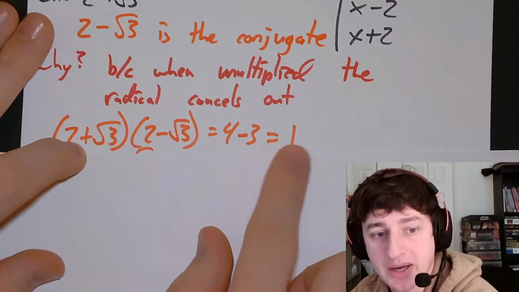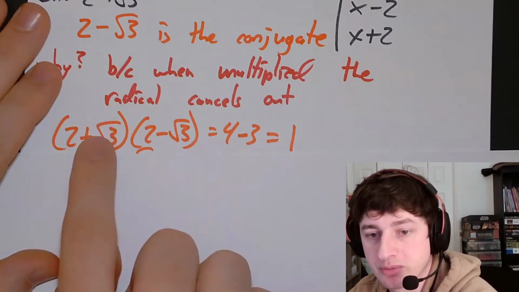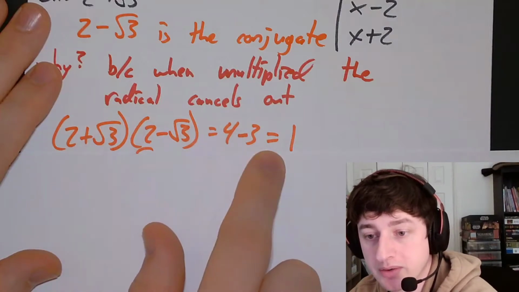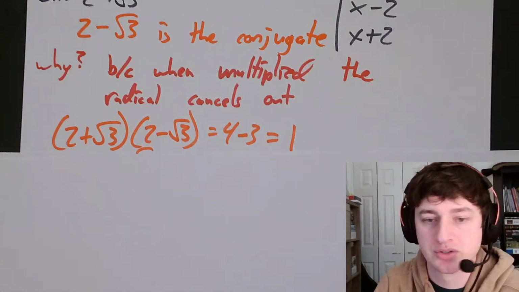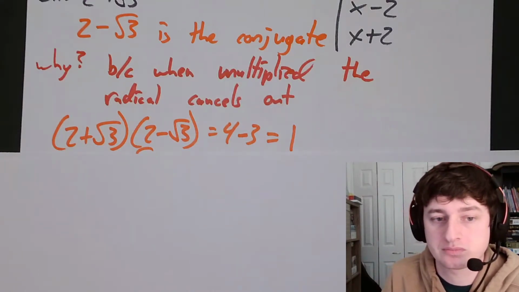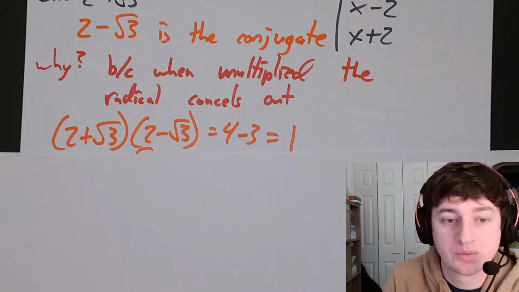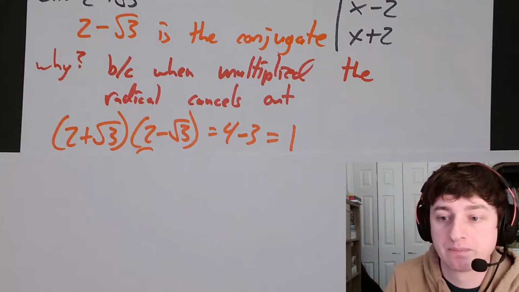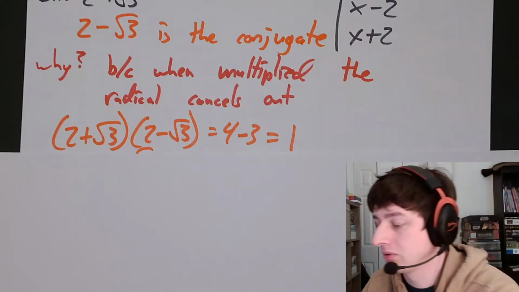This no longer has a radical in it. Now this has changed the value, right? We went from 2 plus the square root of 3 to 1. But when we're doing fractions, we'll multiply it by a fraction that looks like 1, and so the value isn't going to change. But this is why we're going to use these, because when we multiply something by its conjugate, the radical is going to go away.